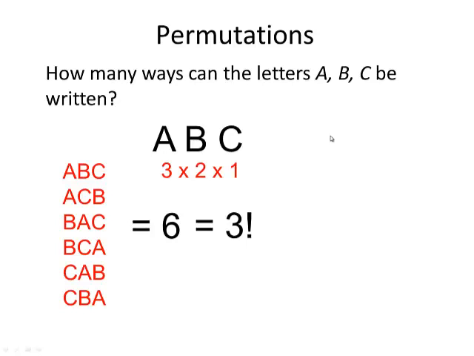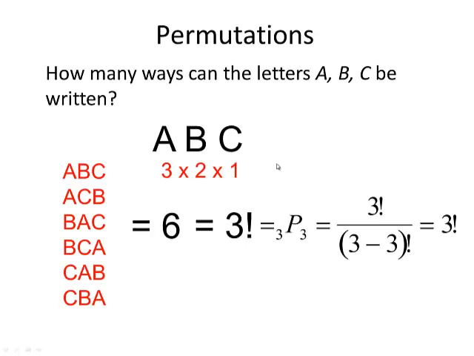All right. So in our previous example, how many ways can this be written? Well, that's just a permutation. So we can use the permutation formula for this, where we have 3P3, which means we have 3 things, and we're going to choose all 3 of them. That would be 3 factorial over 3 minus 3 factorial, which is 0 factorial, which is 1, so it's 3 factorial. That's how we get this.